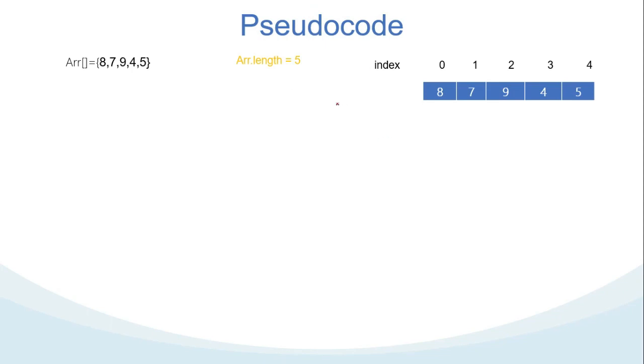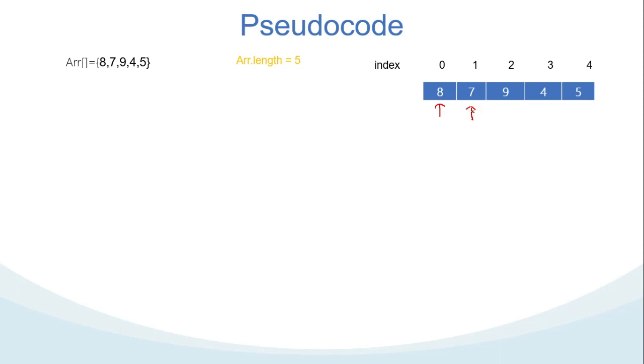Now let's see the pseudocode. Here is our unsorted array, and to know the length of the array, we use arr.length. It will give us the value 5. So from the explanation, we understand that in the first pass, we always start reading from the first index, or index 0. And then we compare index 0 to index 1, index 0 to index 2, index 0 to index 3, and index 0 to index 4.